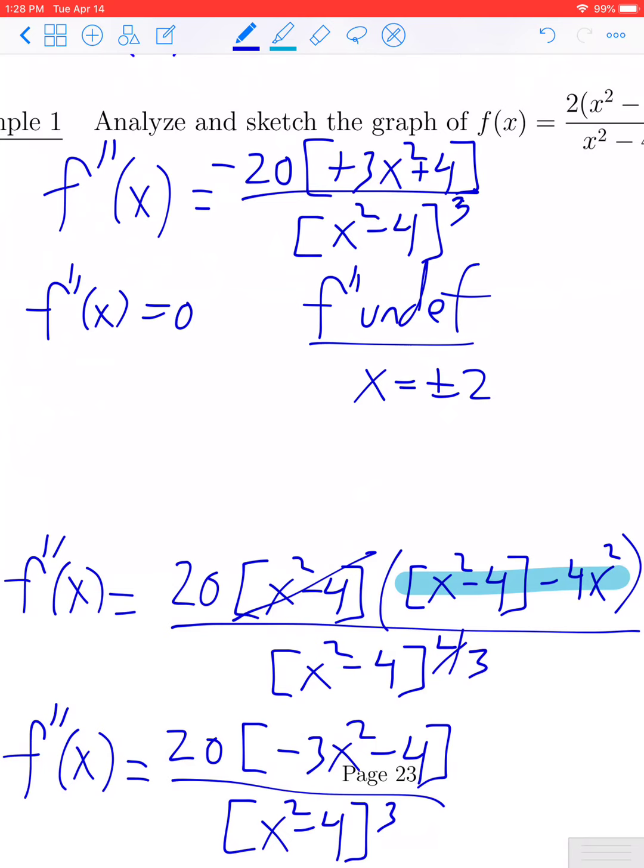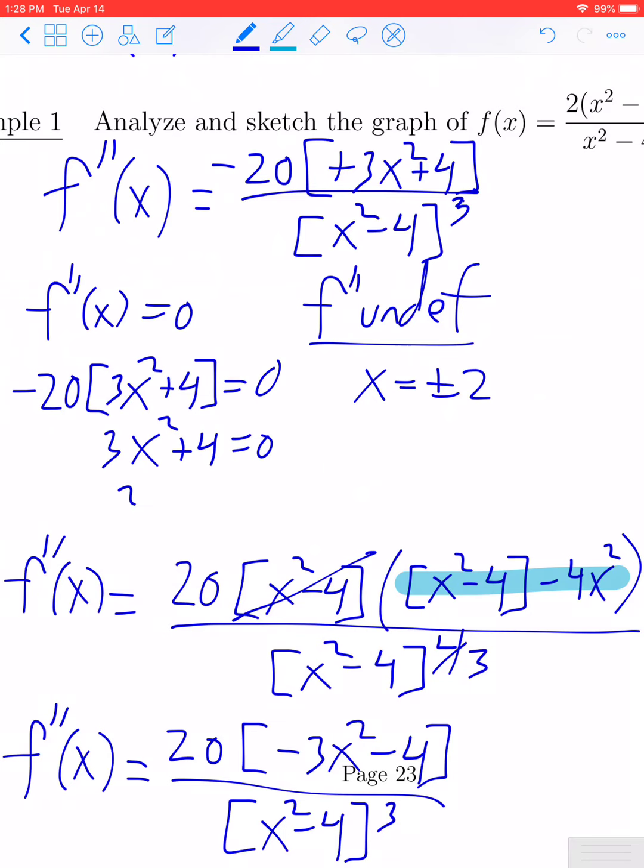If we were looking for where the second derivative is equal to 0, well, that's where the numerator is going to be equal to 0. That's negative 20 times 3x squared plus 4. Where is this equal to 0? Divide both sides by negative 20. We get 3x squared plus 4 equals 0. Subtract 4 from both sides.